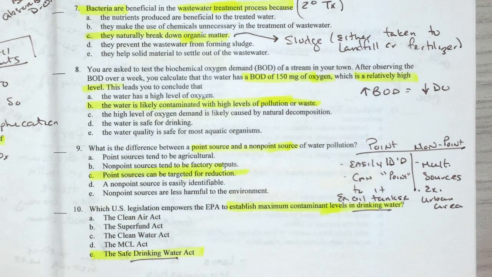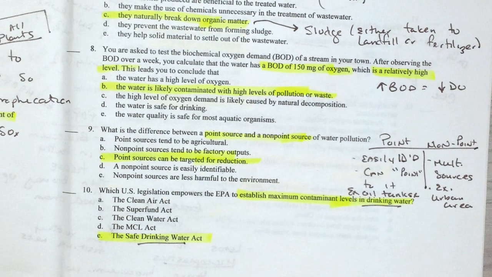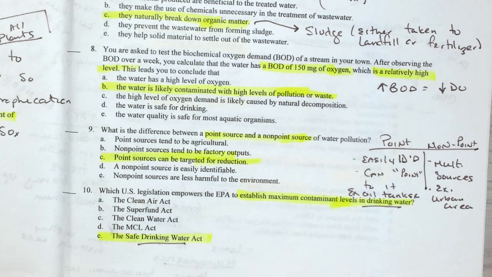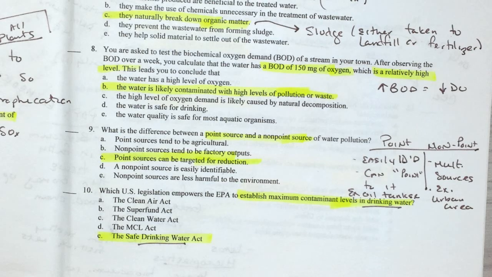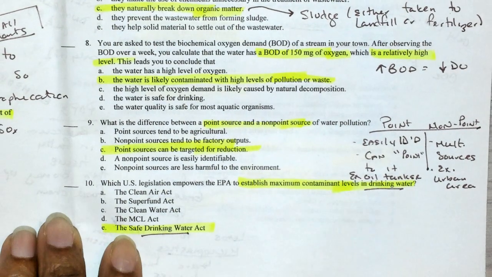Okay, U.S. legislation that empowers EPA to establish maximum contaminant levels in drinking water. That's the Safe Drinking Water Act. So that's going to be the act that's going to allow municipalities to determine exactly how much lead can be in your water. Yes, there's just a little bit of lead in your water. So there's a certain allowable amount of lead, a certain allowable amount of copper in your water. Okay, it's called the copper-lead rule. So you have to have those kind of ranges, and they're set by the EPA. Okay, and that is due to the Safe Drinking Water Act.